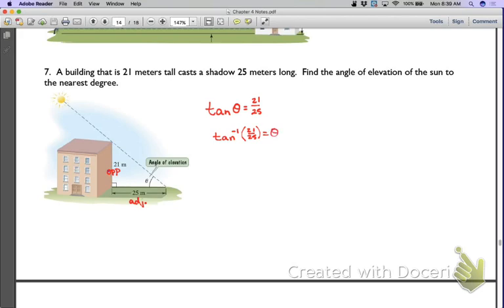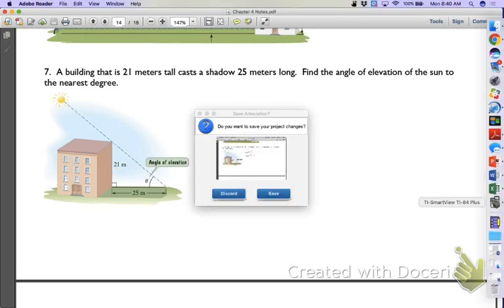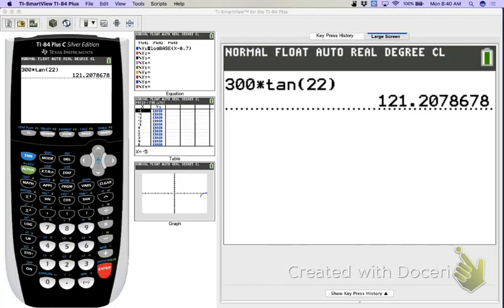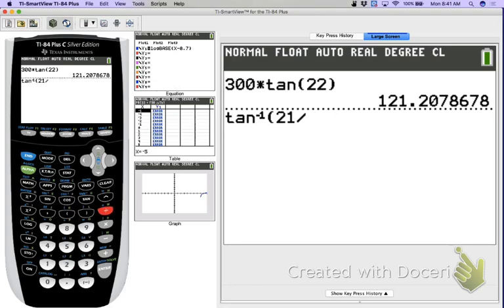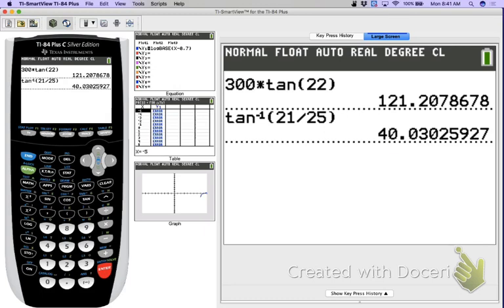So whenever I go with this, I'll have to hit second, and if you notice there's a tangent with the -1, you can't see it here, so I'm going to hit second and then tangent, and then I'm just going to type in my fraction. Okay, what was it, 21 over 25? Is that right? Close the parenthesis, hit enter. So round it to the nearest degree, I believe is what it said. So 40 degrees.